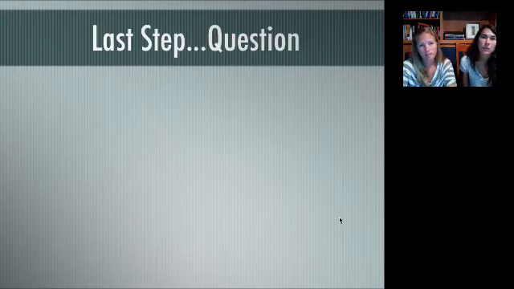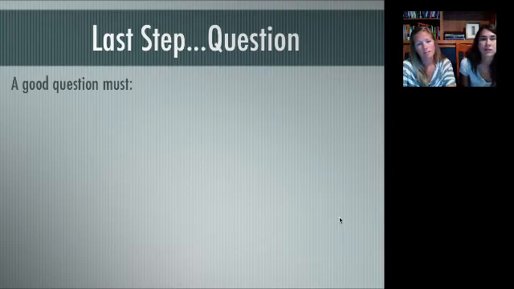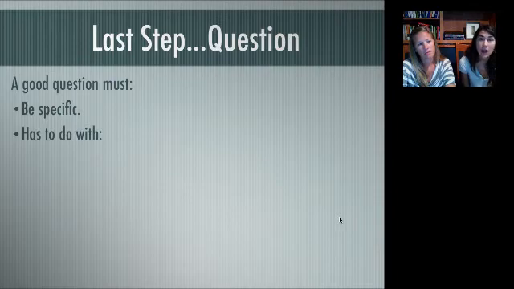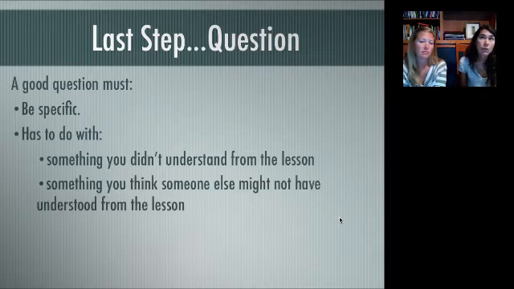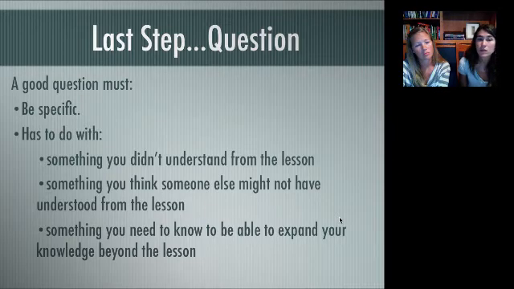And the last step, remember, is just coming up with a good, effective question. So you want to be really specific, and it should have to do with something that you didn't understand from the lesson. Or if you think you understand everything, okay, but then what might someone else ask or might not have understood? Also, you can include something you need to know to be able to expand your knowledge beyond this lesson. So think of some other connections and write it down as a question too. Some type of a good question.